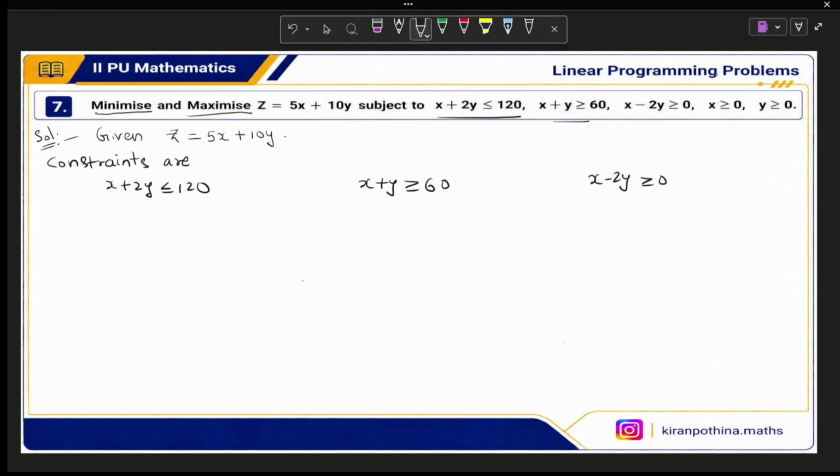Now, the first step is to convert the inequalities into equations. That is x plus 2y equal to 120, x plus y equal to 60, and x minus 2y equal to 0. That means we can write it as x equal to 2y, right? After converting inequality to equation, we will draw a table to find the points for all three lines.